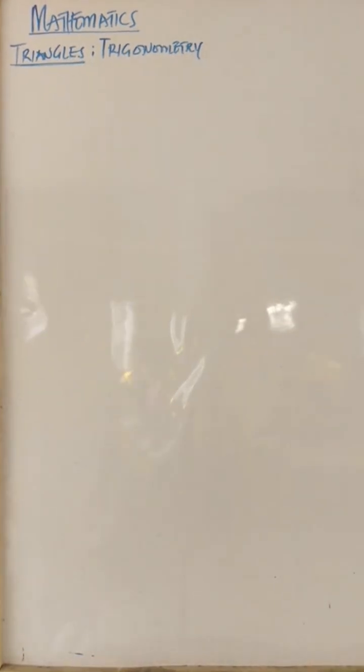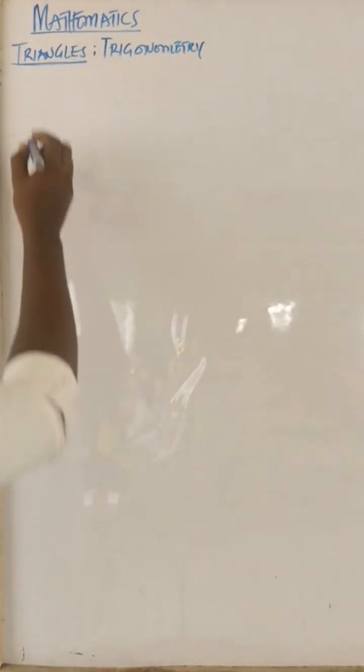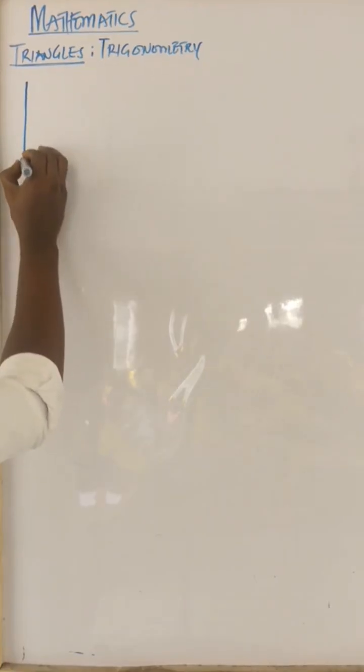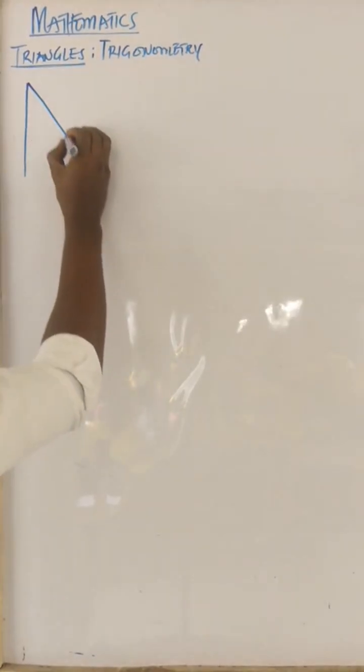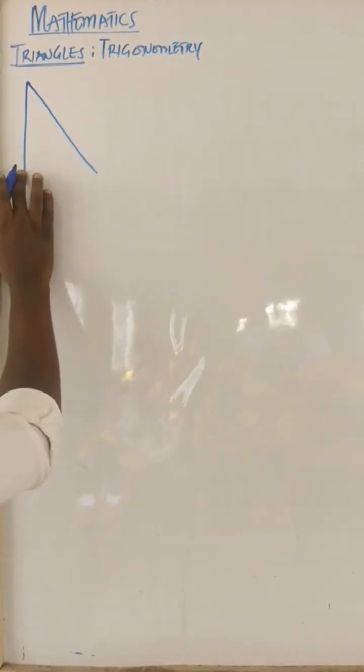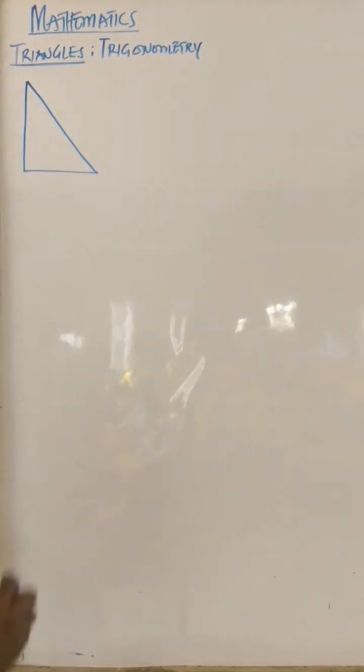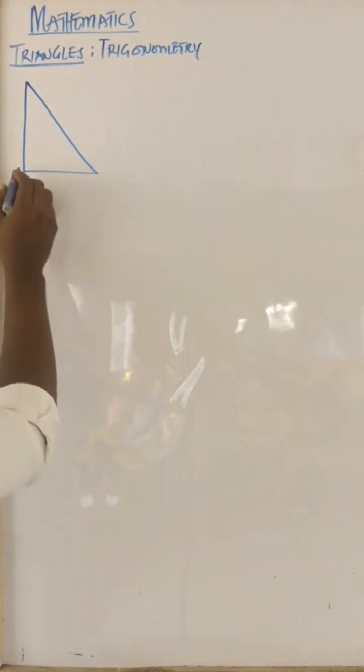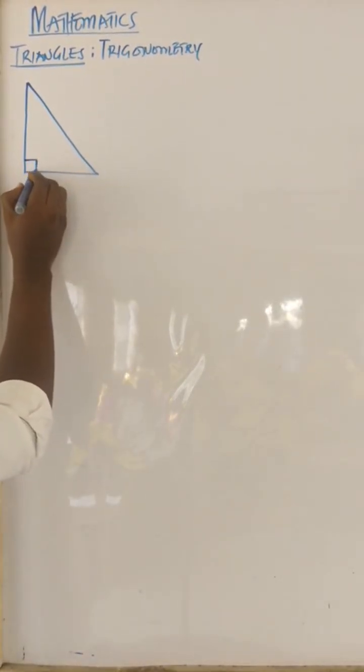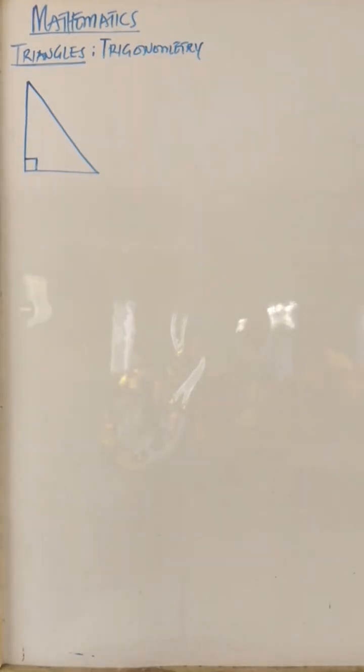In our previous lessons, we've established that triangles can be categorized into two based on their interior angles. For a triangle whereby one of its interior angles is 90 degrees, it is called a right angle triangle.